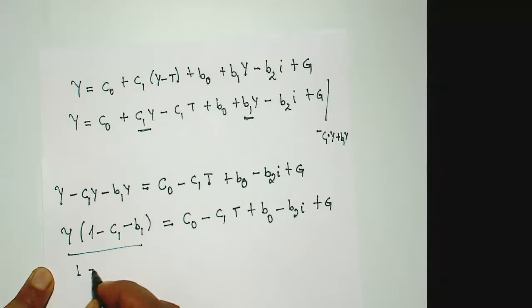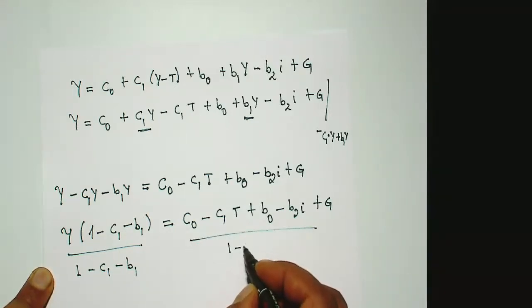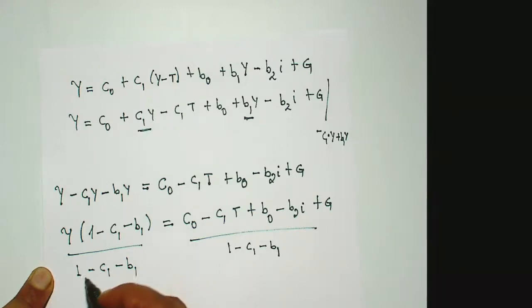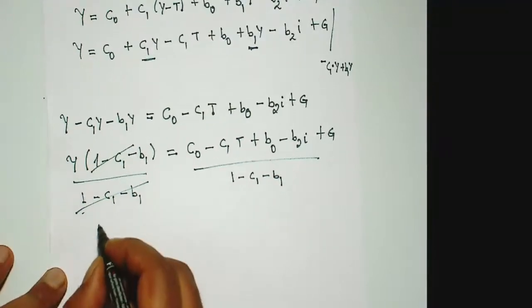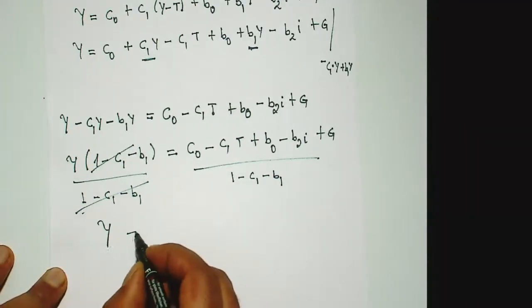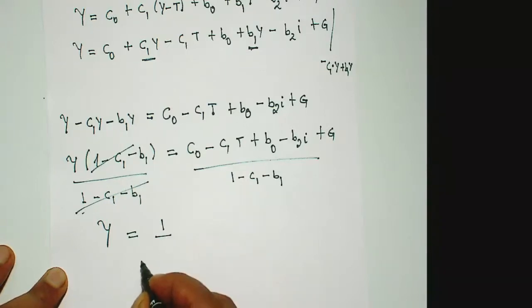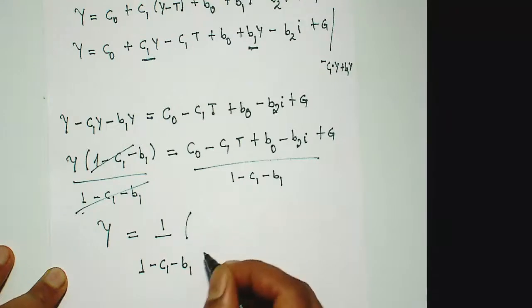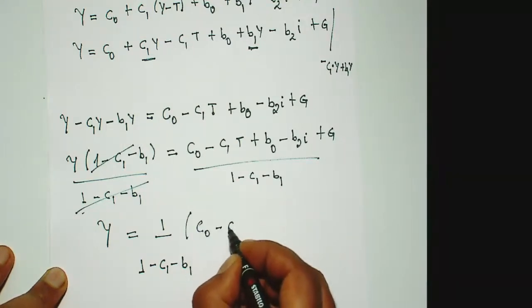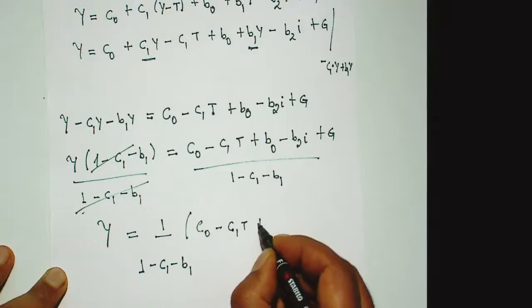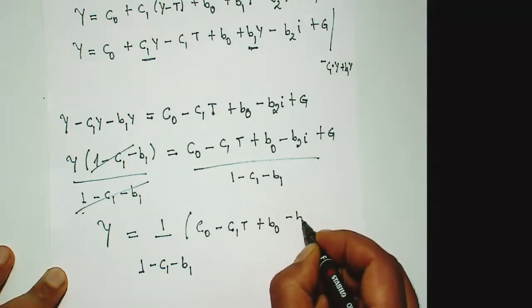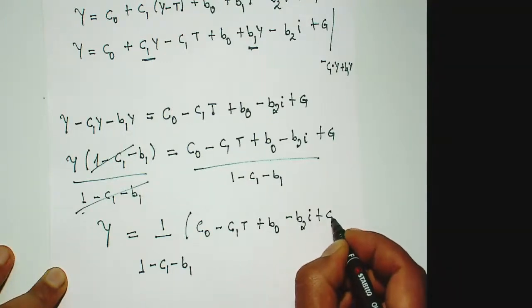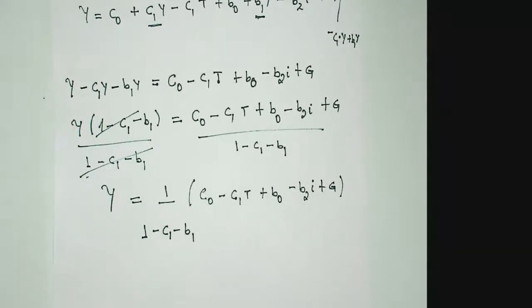And if I divide both sides by 1 minus C1 minus B1, this term would cancel out with this one. I would be left with Y on the left-hand side, and on the right-hand side I would have 1 over 1 minus C1 minus B1 multiplied by C0 minus C1 T plus B0 minus B2 I plus government expenditure G.